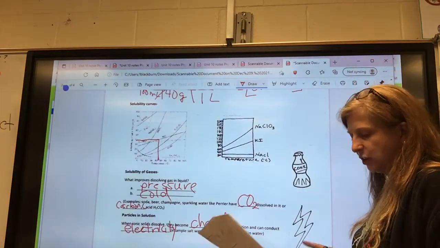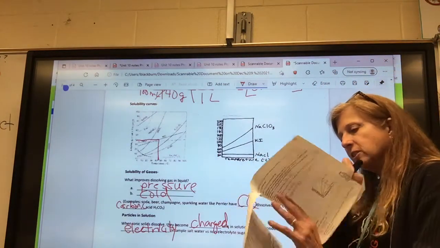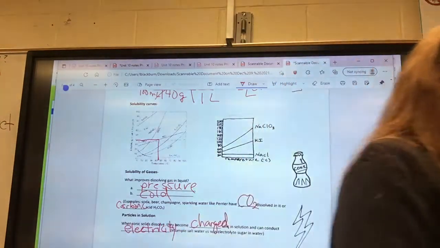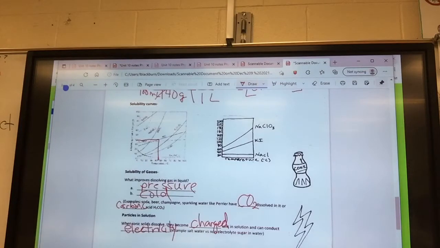Now I got a little lightning bolt here. Do I have it here or on the next page? Let's see. Oh, it's on the next page. I'm getting ahead of myself. Can I scroll? Yeah.